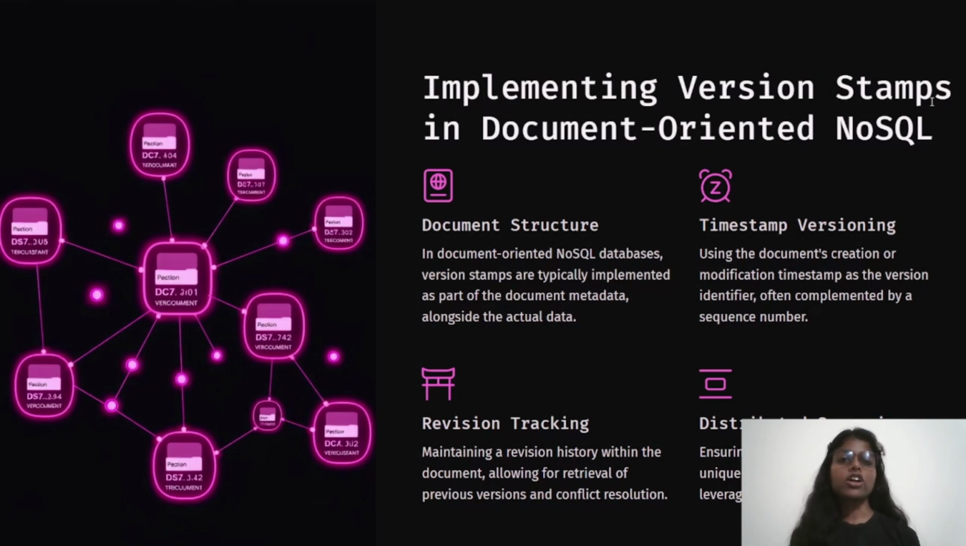Implementing version stamps in document-oriented NoSQL. Document structure: in document-oriented NoSQL databases, version stamps are typically implemented as part of the document metadata alongside the actual data. Timestamp versioning: using the document's creation or modification timestamps as the version identifier, often complemented by a sequence number. Revision tracking: maintaining a revision history within the document, allowing for retrieval of previous versions and conflict resolution. Distributed scenarios: ensuring version stamp consistency and uniqueness in a distributed environment, leveraging techniques like vector clocks.